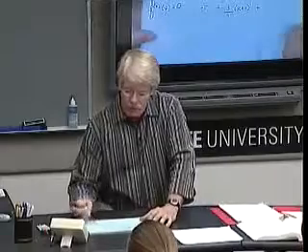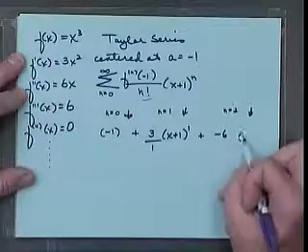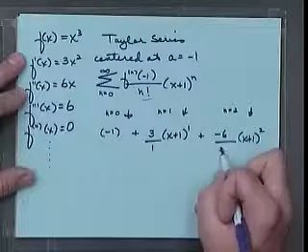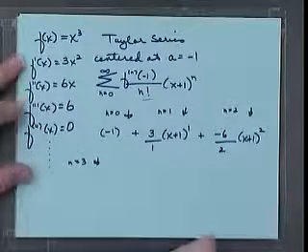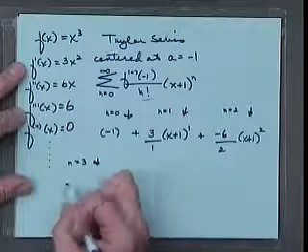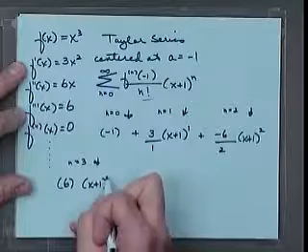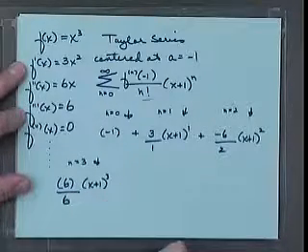When n is 2, we want the second derivative at -1, which is -6. Times x plus 1 squared over 2 factorial. For n equals 3, third derivative at -1. Well, the third derivative is 6. It's a constant. Times x plus 1 cubed over 3 factorial, which is 6.